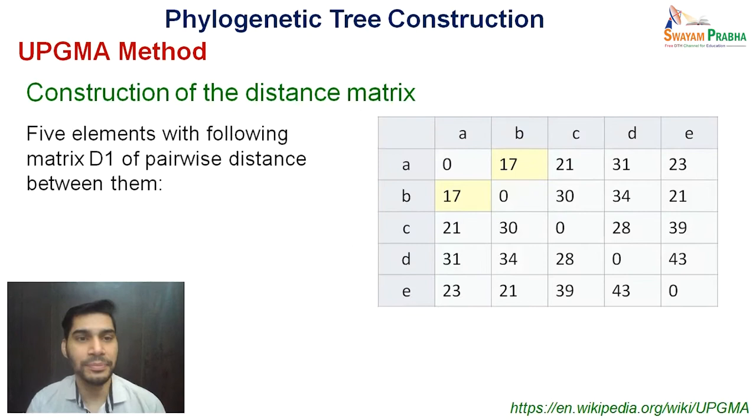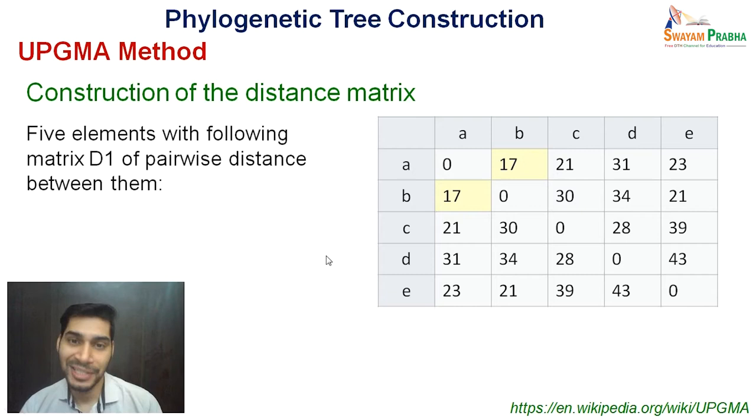Now let us say this is the distance matrix based on the molecular sequences. There are five elements with the following matrix D1 of pairwise distances between them. This is A, B, C, D and E. These are the five sequences, and the distance between, let's say, A to A would be 0, obviously. A to B is 17, A to C is 21, and so on. So diagonally it will always be 0 because A to A or B to B or C to C would be a zero distance.